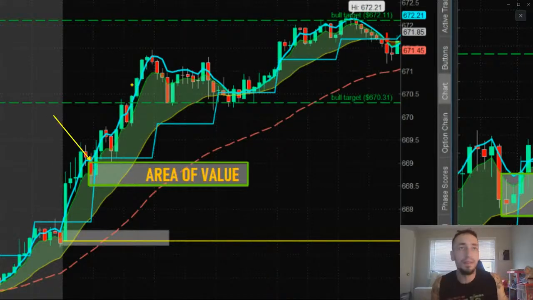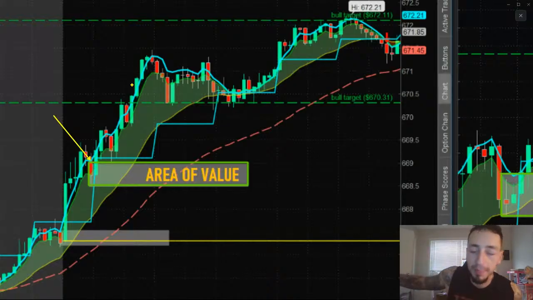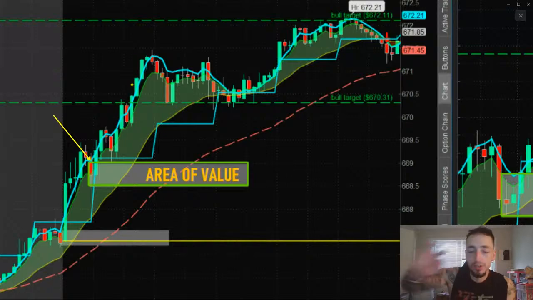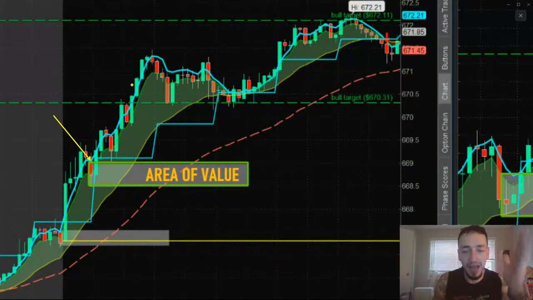Area of value is terminology I came up with. It's a valuable area, okay? Everybody in my mentorship, everybody that joins my team, the first thing we dive into in our curriculum is identifying healthy opportunity and unhealthy opportunity.